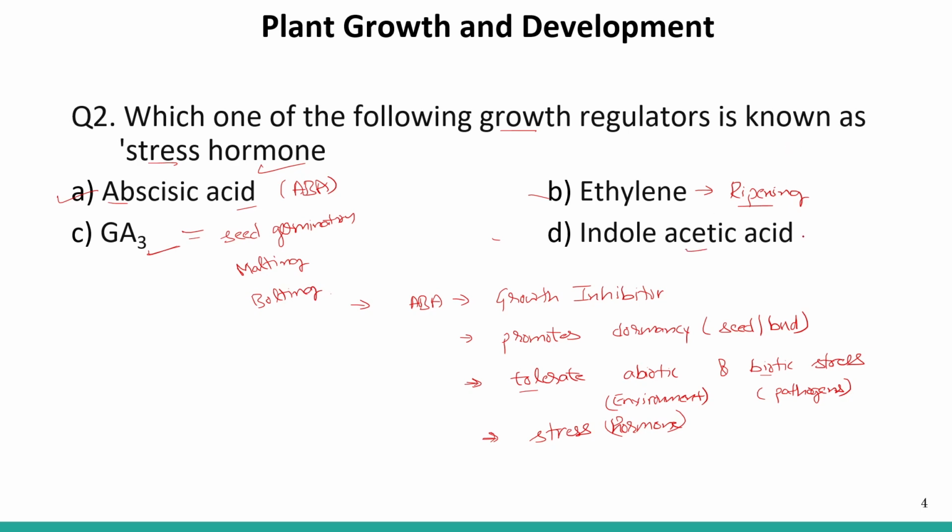Indole acetic acid is an auxin, a natural auxin. And what are its functions? It promotes apical dominance. It helps to induce parthenocarpy.